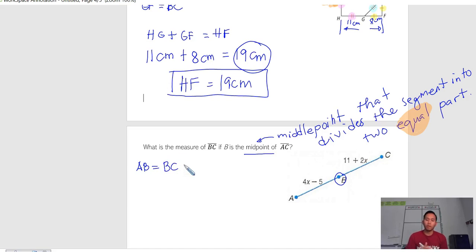Okay? So AB is equal to BC. So what is the measurement of BC? And what's the measurement of AB? So AB is 4x minus 5, and BC is 11 plus 2x.